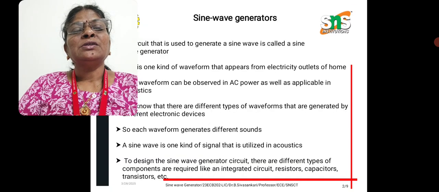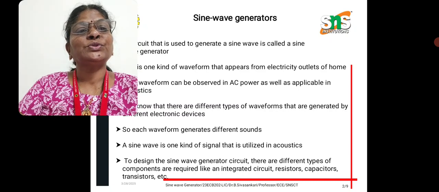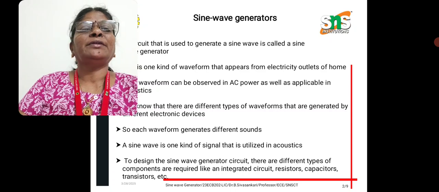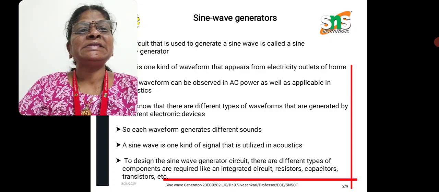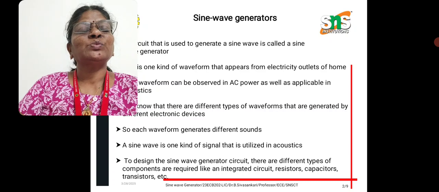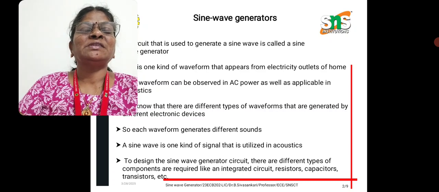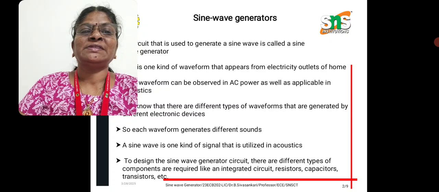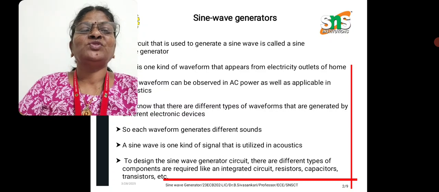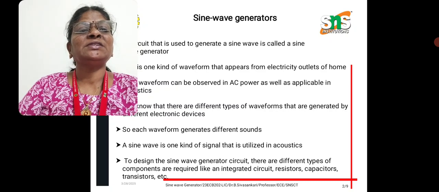Okay. So a circuit which is used to generate a sine wave is called a sine wave generator. This is one kind of waveform that appears from electricity outlets of home appliances. This waveform can be observed in AC power as well as applicable in acoustics. We know that there are different types of waveforms generated by different electronic devices. Each waveform generates different sounds.